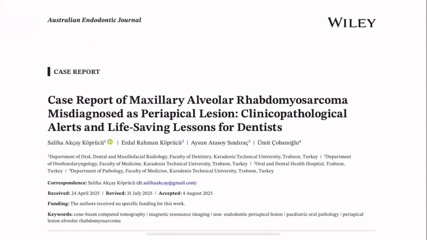So a 15-year-old male presented with a swelling and pain in the right maxilla. He had previously been treated as a dental abscess at another center, but the swelling progressed rapidly over 2 weeks and extended toward the inferior palpebral region. The patient also reported intermittent epistaxis.